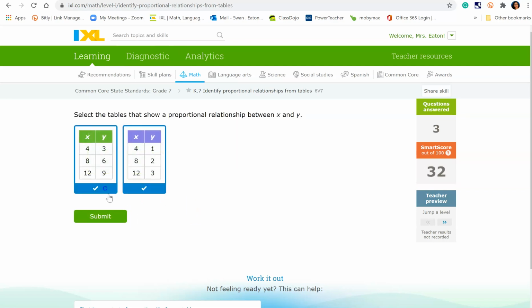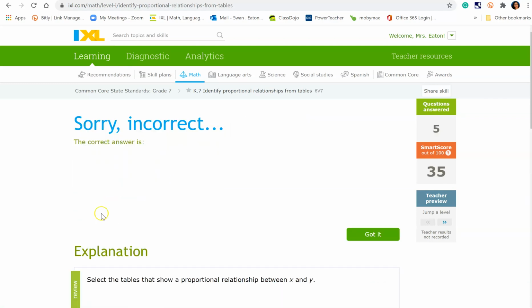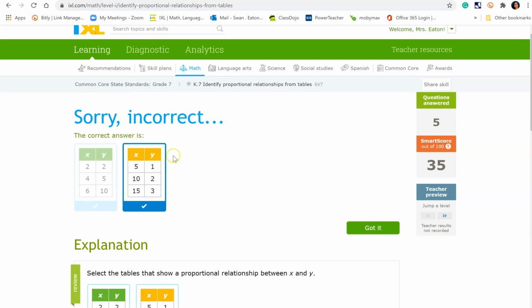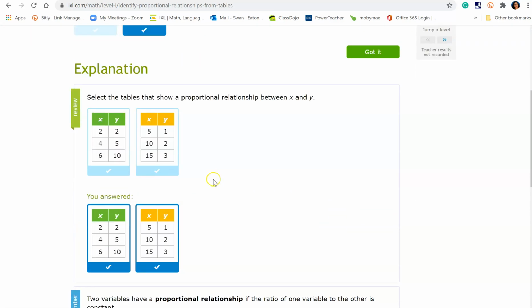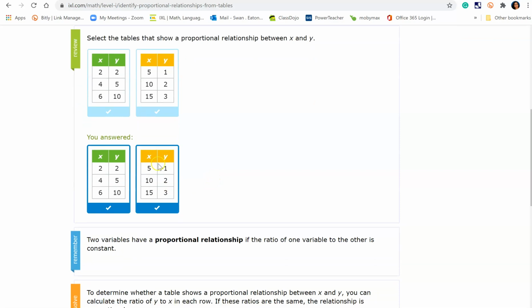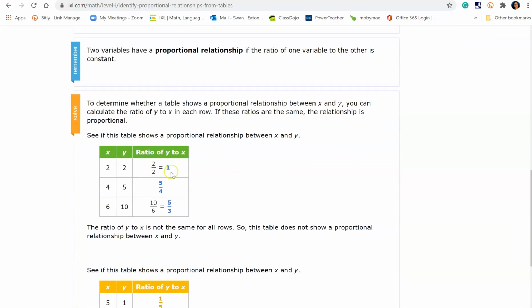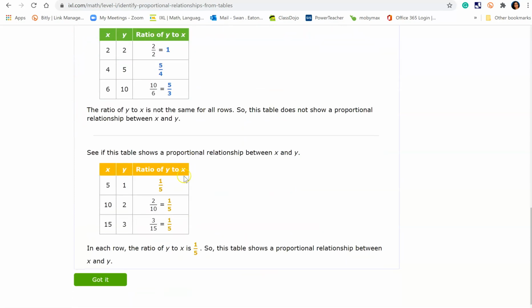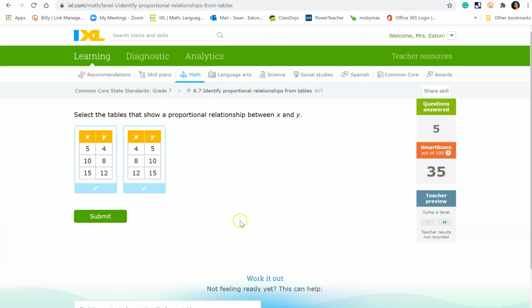So what happens if you do it incorrectly? What does it look like? Let's see. So if you were to select one incorrectly, you can see that here it explains that these are not proportional, and it can tell you here when you do the math, the y over x, this is 1 and this is 5 over 4, and you can see they're not the repeating number, the constant. However, this one was, when you do it, 1 over 5, 2 over 10, you can see there's a constant here. And then you can move on.